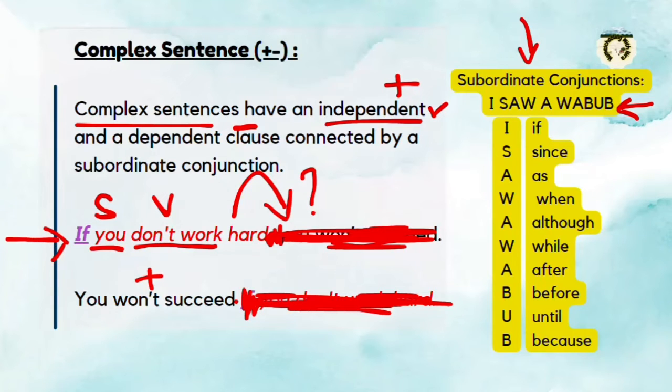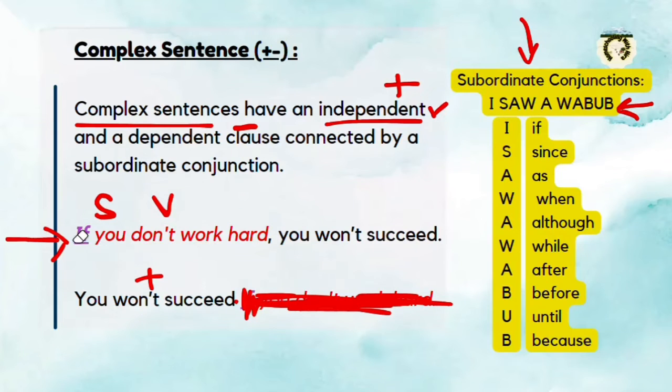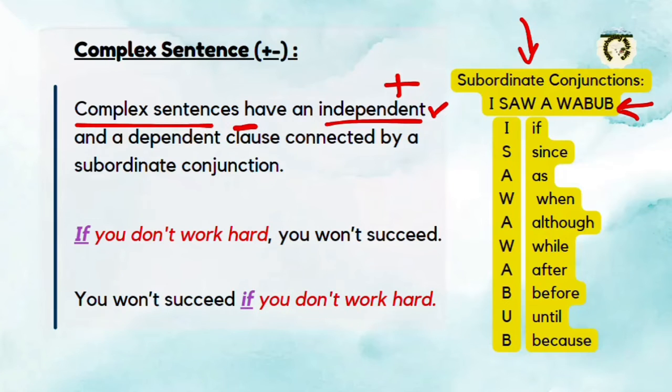It is dependent on some other thing to give the complete sense. Now let's read it. If you don't work hard, you won't succeed. This independent clause has helped the dependent clause to give a complete sense, right? The best way to find the dependent clause is to go with the meaning of the sentence, or if you want to go with some hints, you can just look for the subordinate conjunction. Your dependent clause or subordinate clause begins with a subordinate conjunction.